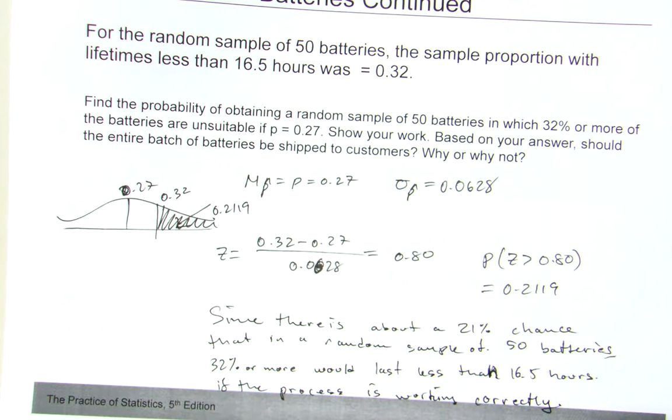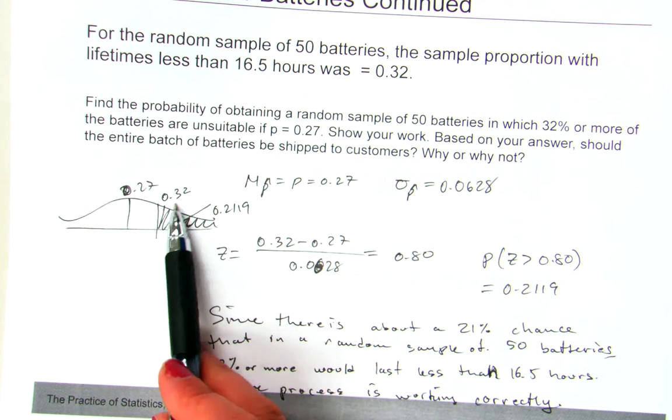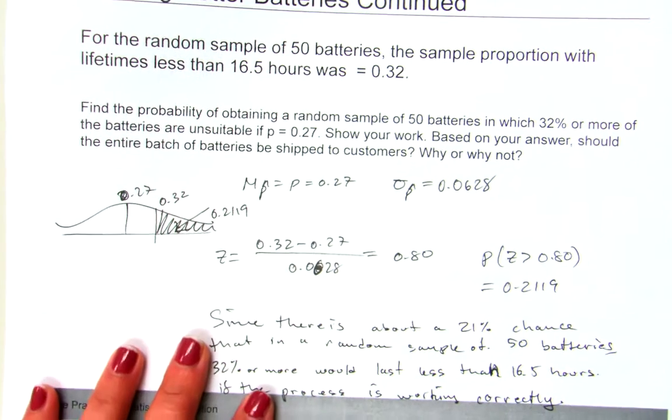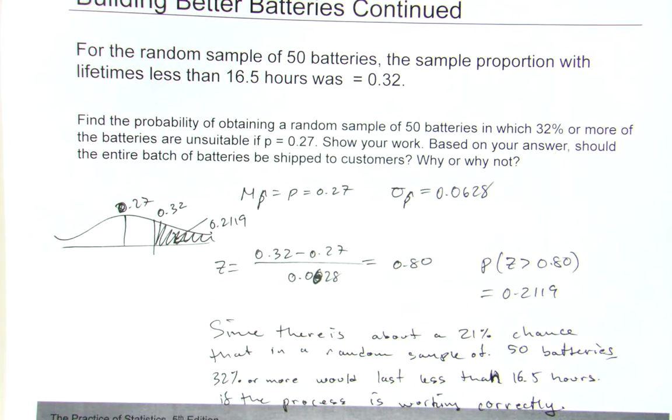And so that's actually possible. A 21% chance is actually pretty decent. So it's highly plausible that the process is, number one, working correctly, and number two, we got 32% by chance. So we're good to go. Alright, and that's it. Come to class ready to do homework.